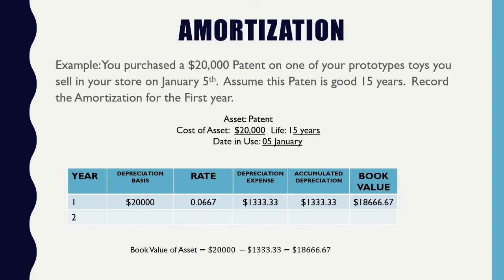So your book value is going to be adjusted. You're going to take your 20,000 minus your 1,033.33 to get your 18,666.67.